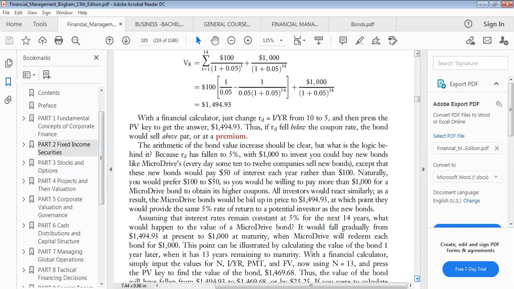So you will be willing to pay more than $1,000 for a Microdrive bond to obtain its higher coupons. All investors would react similarly. As a result, the Microdrive bonds would be bid up in price to $1,494.93, at which point they would provide the same 5% rate of return to a potential investor as the new bonds.